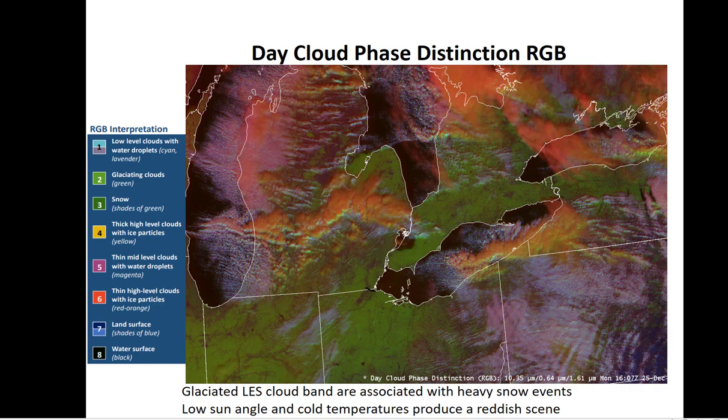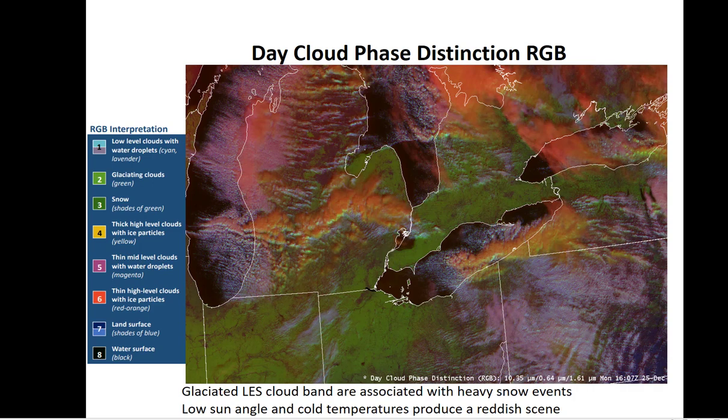Okay, I wanted to look at other additional GOES products that are available now, and this was the day cloud phase distinction RGB, with the associated key from the quick guide that's describing it. Now, the literature basically said the glaciated lake effect bands are associated with heavy snow events, and this time of year with the low sun angle and the overall cold atmosphere, which the lake effect is developing in, really gives it a reddish sheen to everything, and so we don't really have the bright yellow cloud tops.